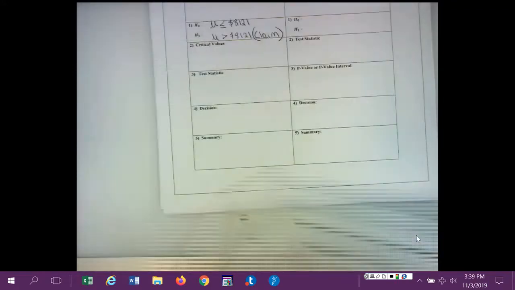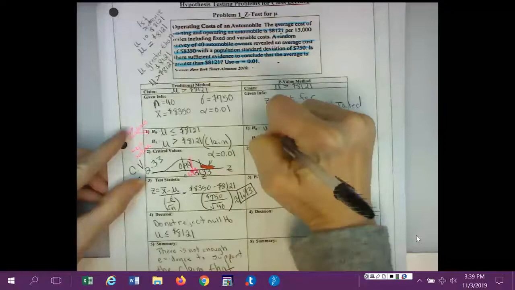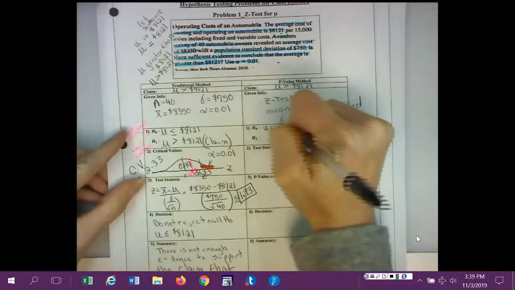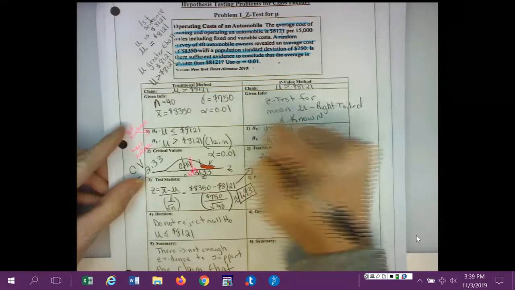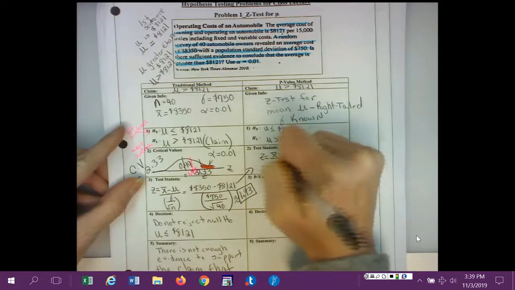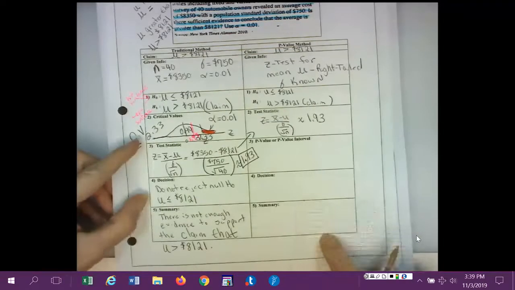Now, the p-value method for this same problem. For this same problem, I basically could bring most of all of this over. Mu is less than or equal to 8121 was the first sentence. Mu greater than 8121 was my claim. Last sentence. The test statistic we already calculated as x bar minus mu over sigma over the square root of n, and I'll just put that we got a 1.93. We are going to end up with the same decision and the same summary.